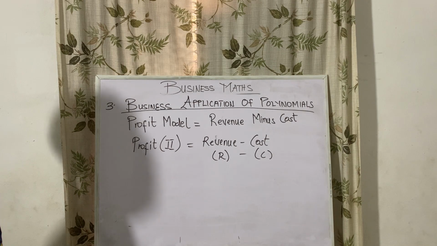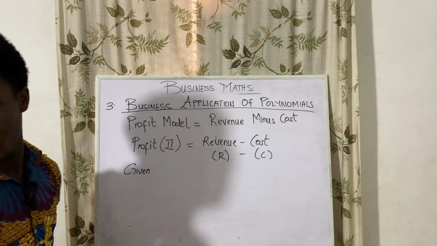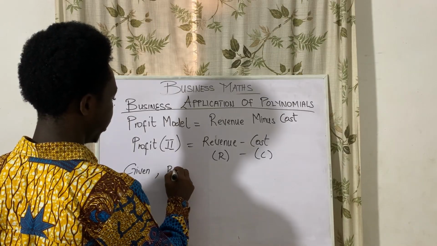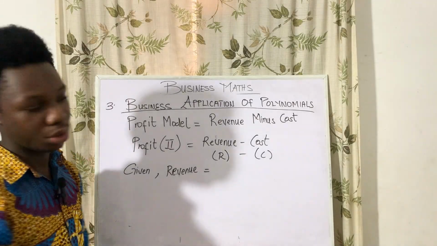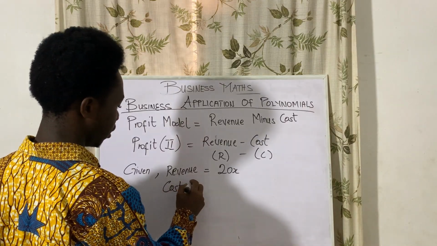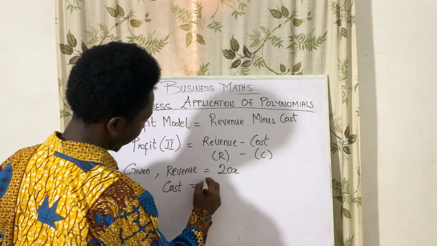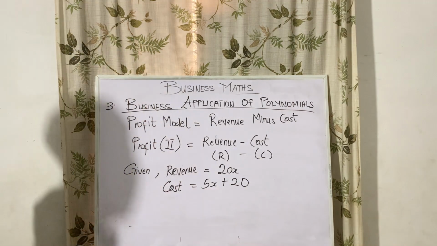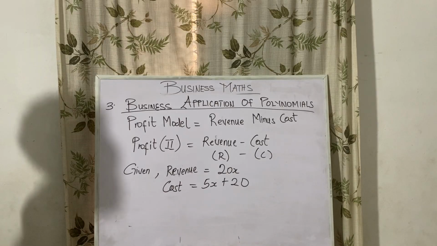Now let's solve an example. Now over here they said, given revenue is equal to 20x, cost is equal to 5x plus 20. So this is it. Now we are to solve for the profit model. So how do we solve for this?